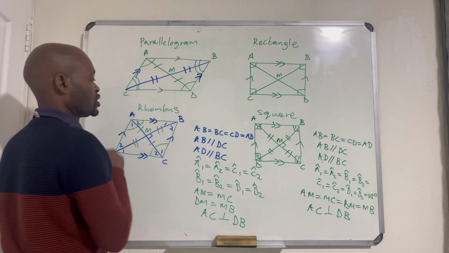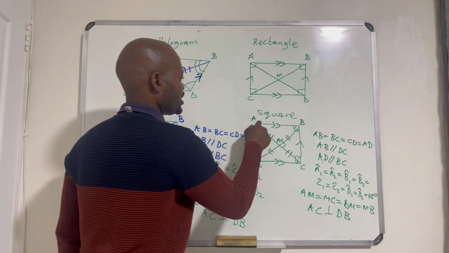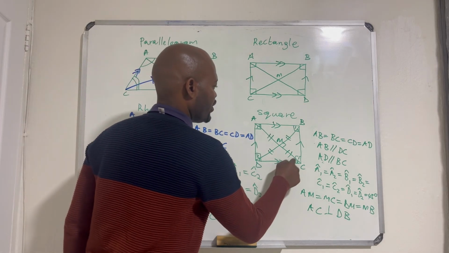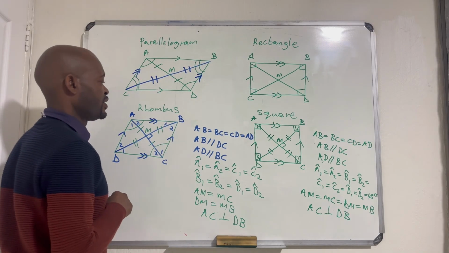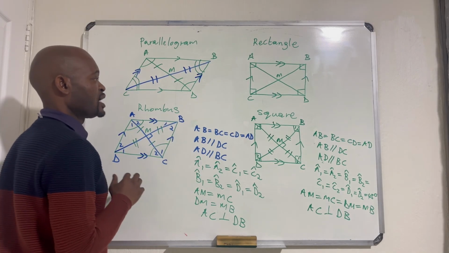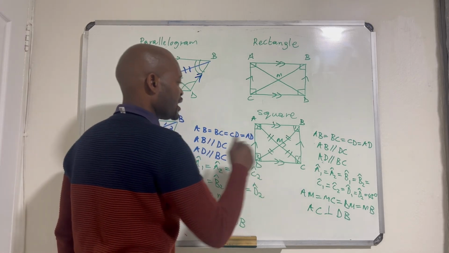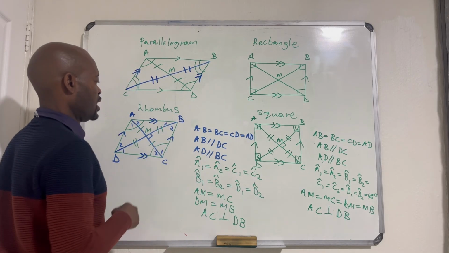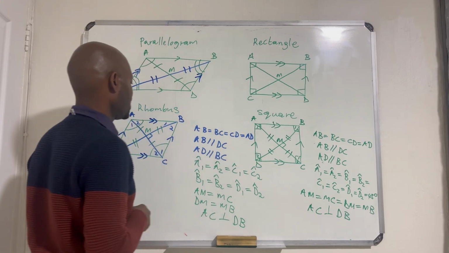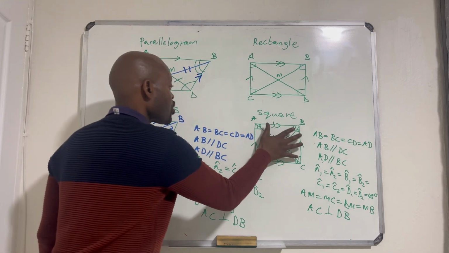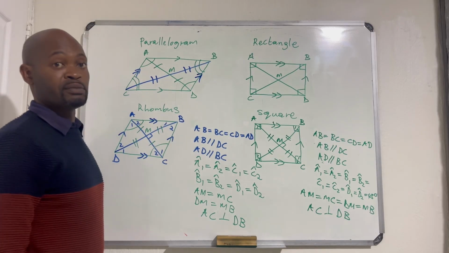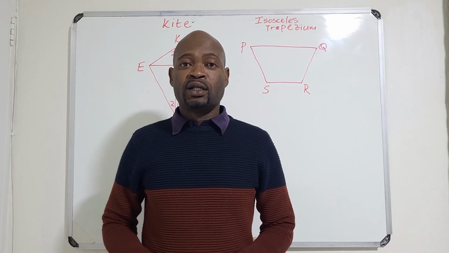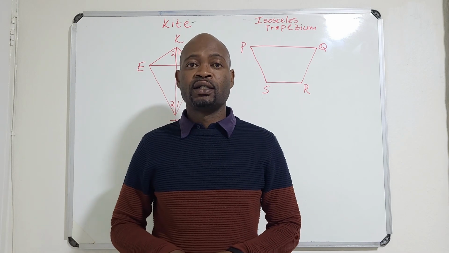This angle is equal to that angle. Even here, this angle is equal to this angle. This angle is equal to that angle, which is equal to 45. Therefore, it means that opposite angles are also equal and diagonals bisect each other. Therefore, all the properties of a square are in a rhombus. We are still in properties of quadrilaterals.